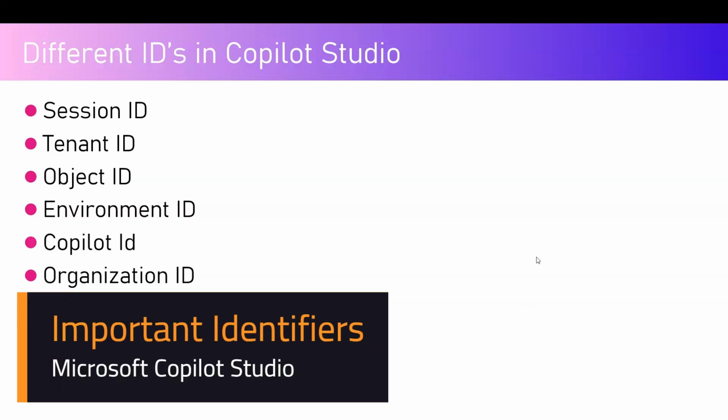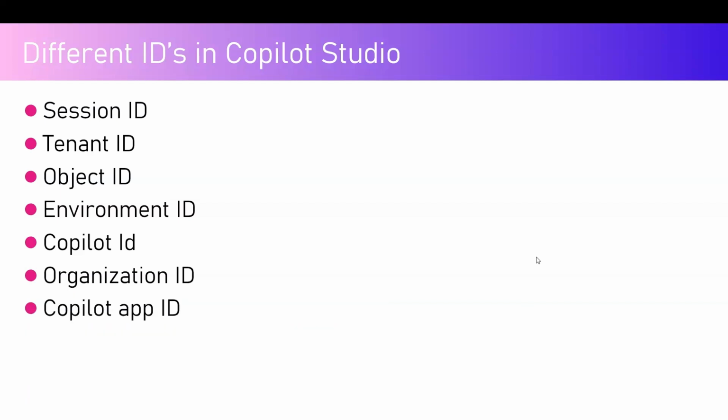In this video, I'm going to talk about different identifiers available in Microsoft Copilot Studio. Now, when you browse through the Copilot Studio interface, you will find a lot of different IDs scattered within the application. Sometimes these IDs are in an authoring interface, sometimes they are in the entire Copilot Studio interface, sometimes they are within the application, and sometimes you will find these identifiers when you publish the application.